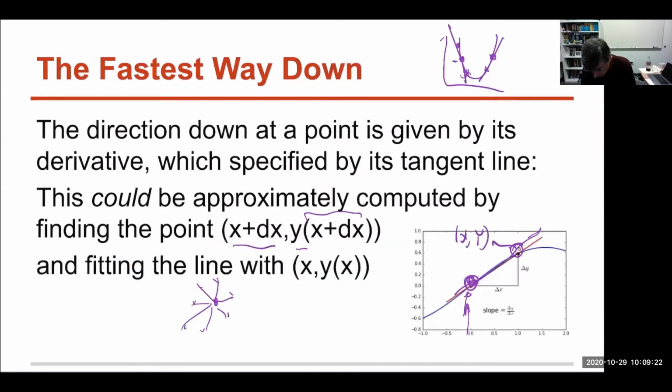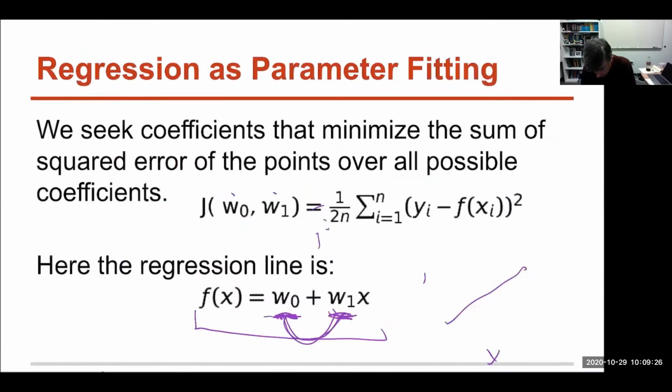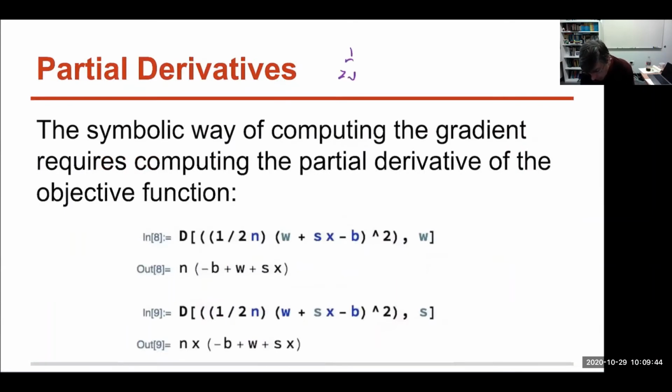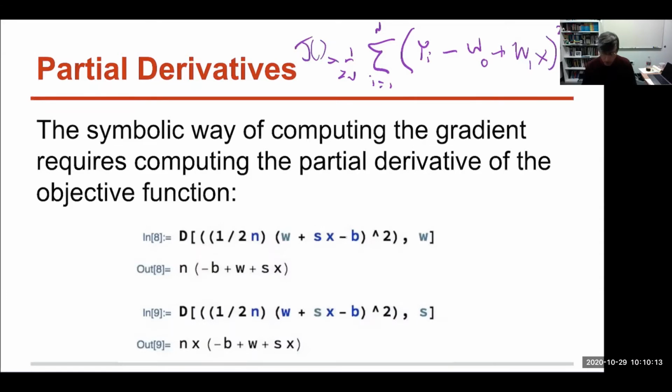What was our objective function before? When we write f of x over here, really what we've got is an objective function that would look something like 1 over 2n times the sum as i goes from 1 to n of yi, which here I'm going to call b, minus (w0 plus w1 x) squared. This was my original error function.